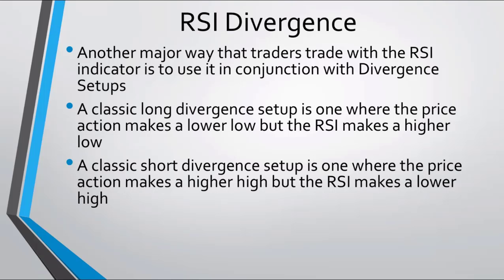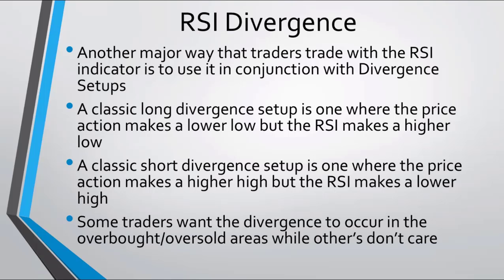A classic short divergence setup is one where the price action makes a higher high, but the RSI makes a lower high, thereby diverging. Some traders want the divergence to occur in the overbought, oversold areas, while others don't care. That's a matter of preference and testing it out for what markets they're following in time frames.